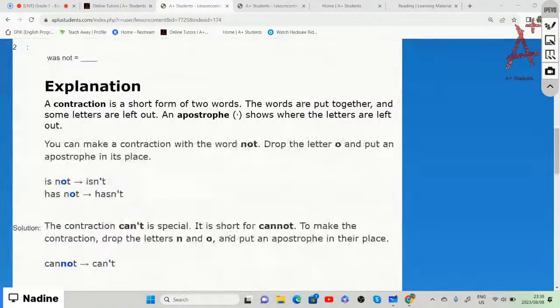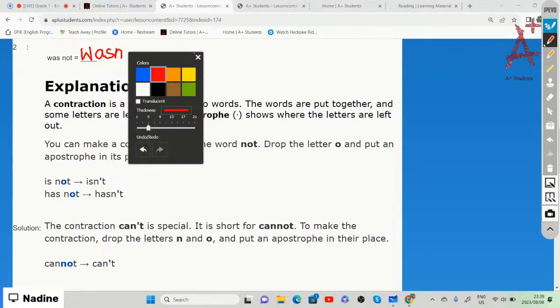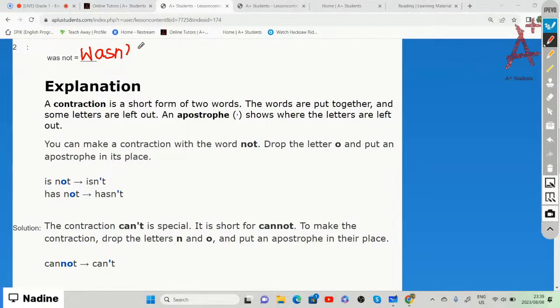Was not, right? So was not. If we find the short form of was not, then we can say it is wasn't. Because we have was, we put the N over there, we drop the O, we put the apostrophe in place of the O and we put the T. So that is wasn't, right? So was not is our two words, but our short form for was not is wasn't.